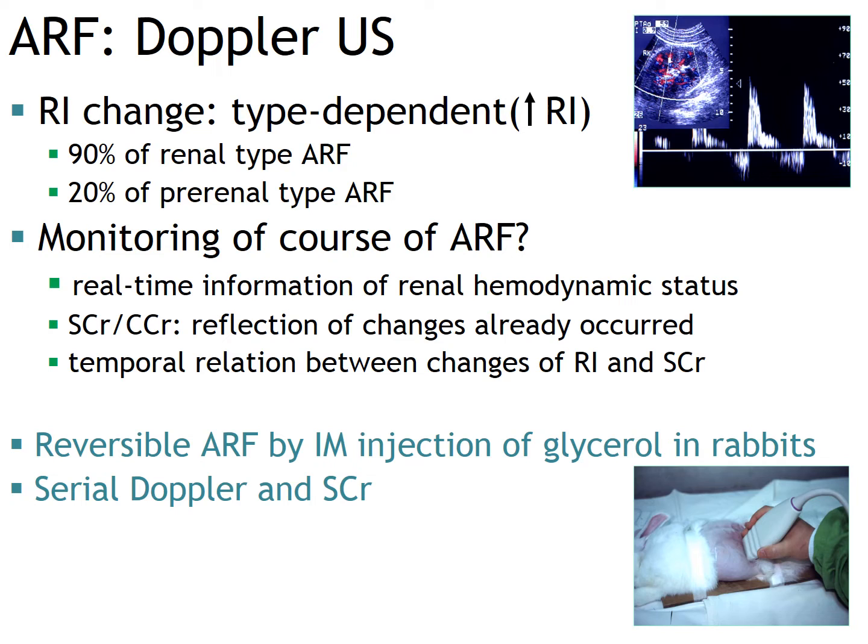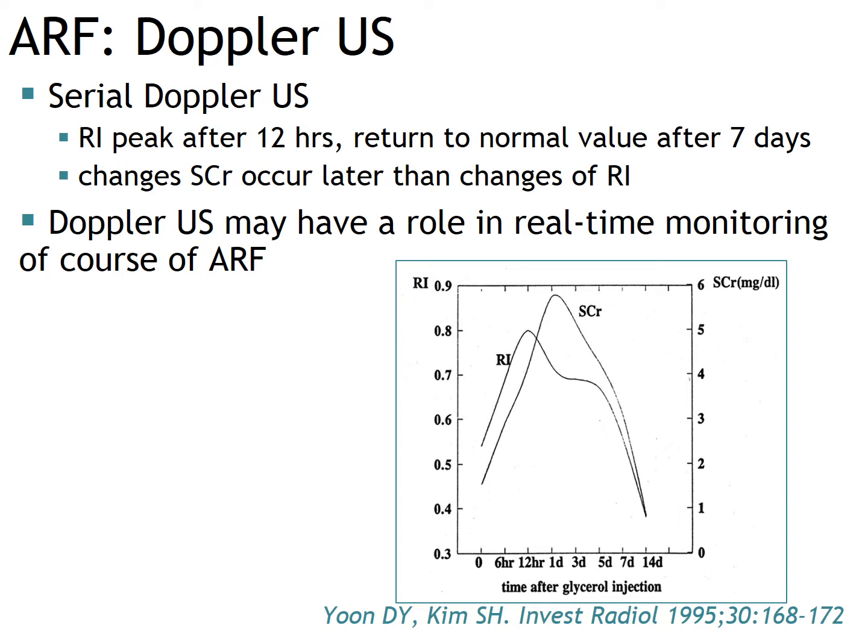We did an experimental study using a rabbit model to compare the changes of resistive index and changes of serum creatinine after inducing reversible acute renal failure by intramuscular injection of glycerol. The result was exactly what we expected, as you see in this graph.